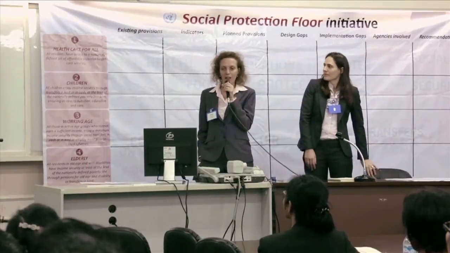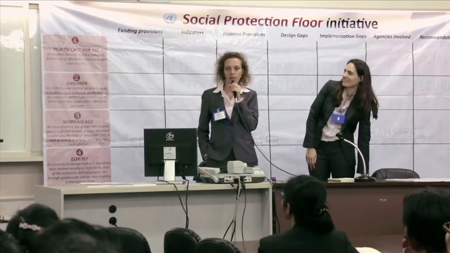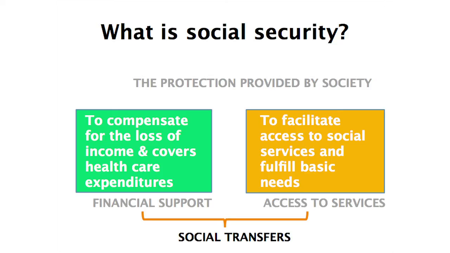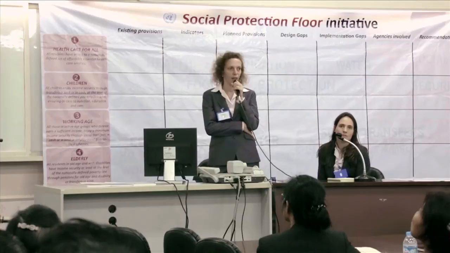If we want to simplify a little bit, social security is really the protection which is provided by society. It has two main functions. One of them is to compensate for the loss of income. When you are, for instance, unemployed, you have a loss of income, so social security should come in and support you. So providing this financial support.